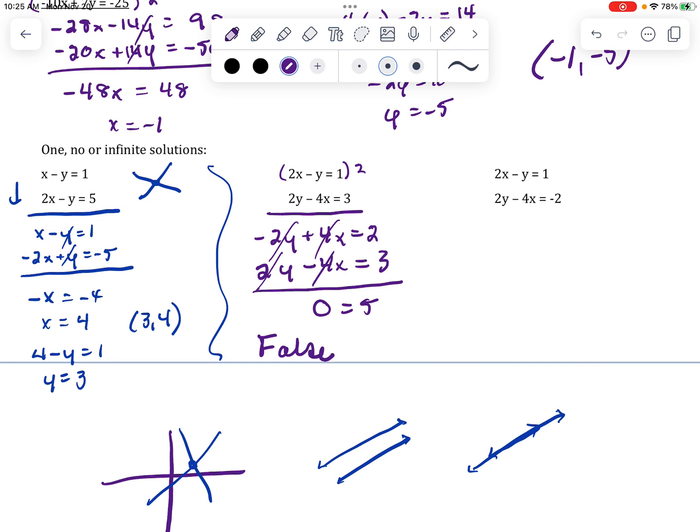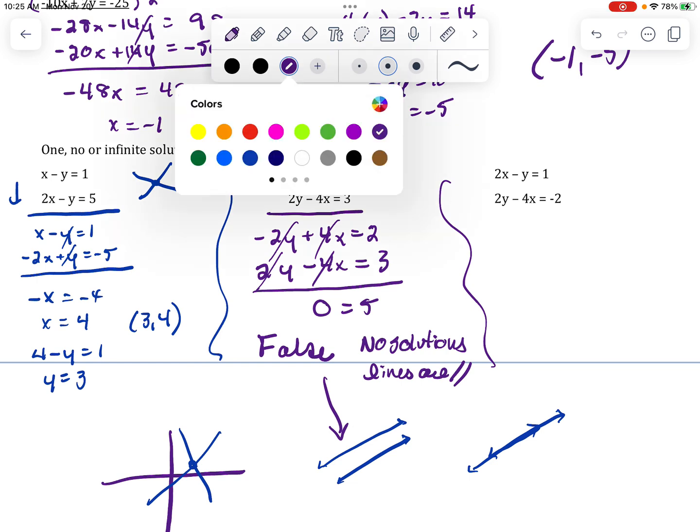That's a false statement. When all your variables drop out and you have a false statement, you have a case where there are no solutions. And our lines are parallel. There is no point that makes both equations true, so there are no solutions.